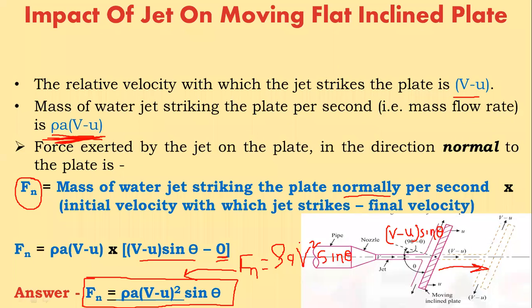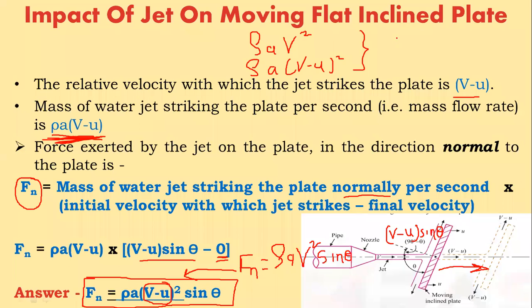So instead of v, it is substituted by v minus u. So it is easy to remember or differentiate between the formulas for a stationary plate and a moving plate. How can we achieve that? For a stationary flat vertical plate, the formula was rho a v square. For a moving flat vertical plate, it is rho a v minus u whole bracket square. Okay, this is for a flat vertical plate.